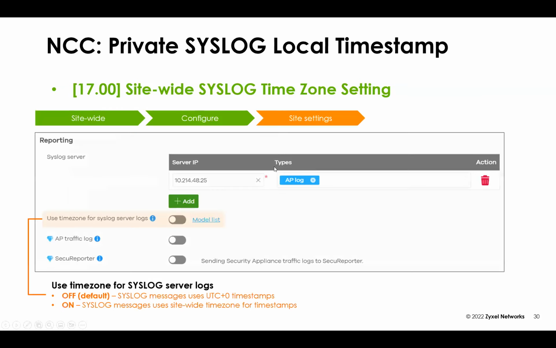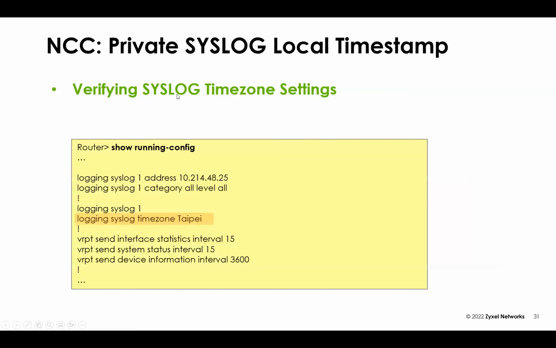In order to set your SYSLOG time zone setting, you would go to Site-wide, Configure, Site Settings, and then under Site Settings and Reporting, you will see there's an option for Use Time Zone for SYSLOG Server Logs. If you enable this, then it will take whatever time zone setting you have and apply it to your SYSLOGs both internally and externally. You can verify this, after turning that option on, by logging back into your device and running the option for SYSLOG, and then you can run these commands to exactly see what your SYSLOG time zone settings are.